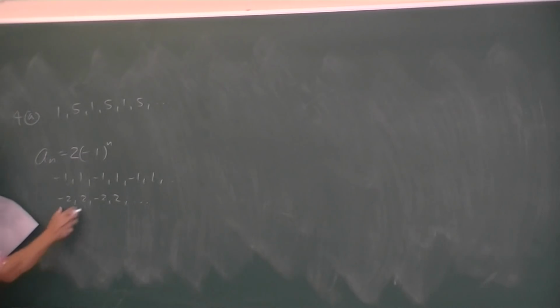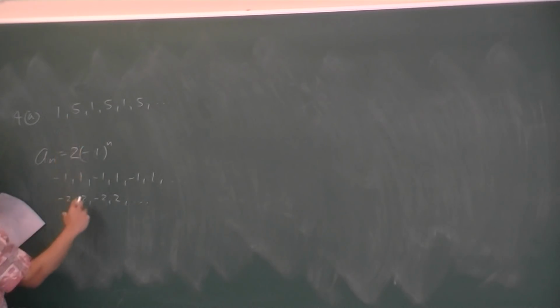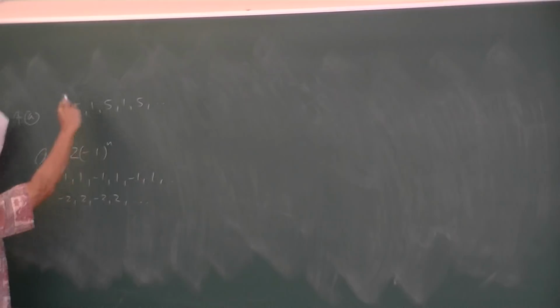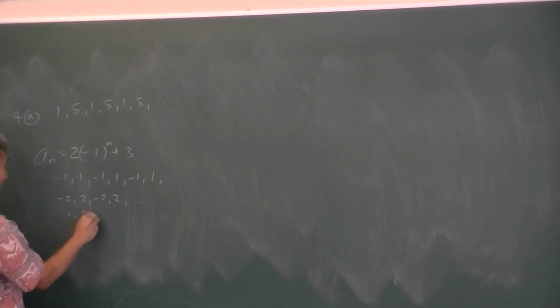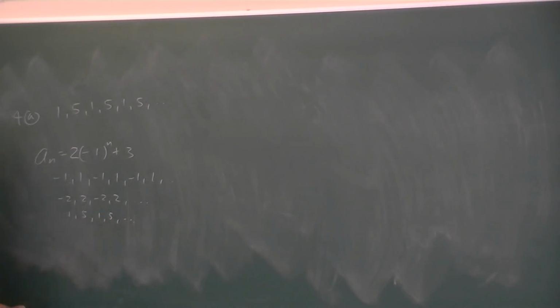So now the distance between them is 4. All you got to do is what? Shift it up 3 now. Add 3. So if you add 3 to each one, you get 1, 5, 1, 5. You got to go back to something you know.